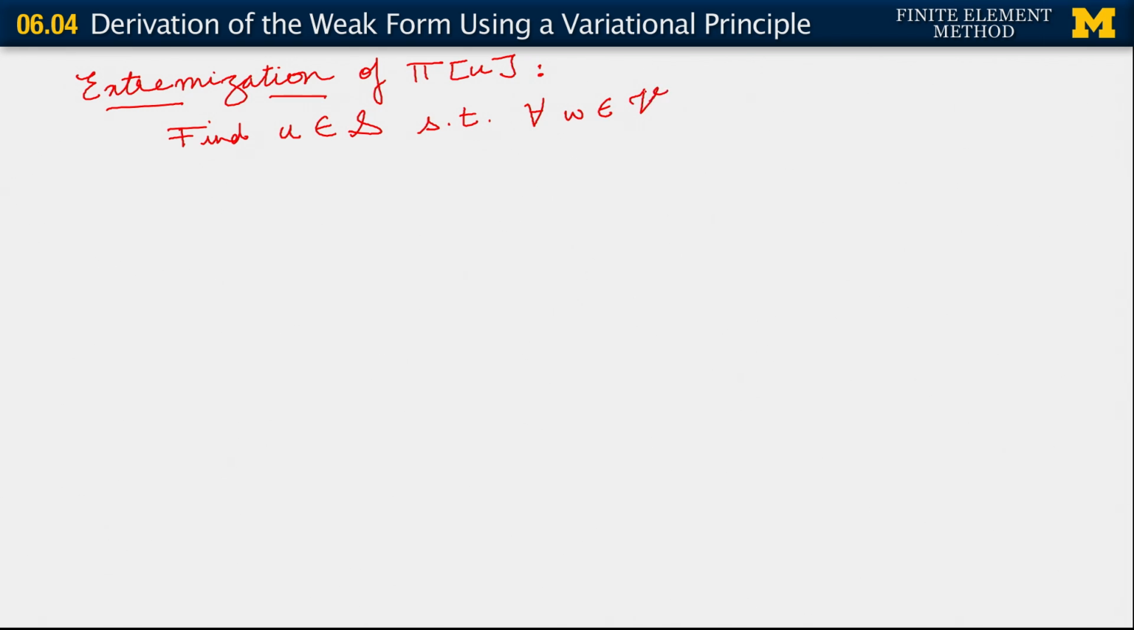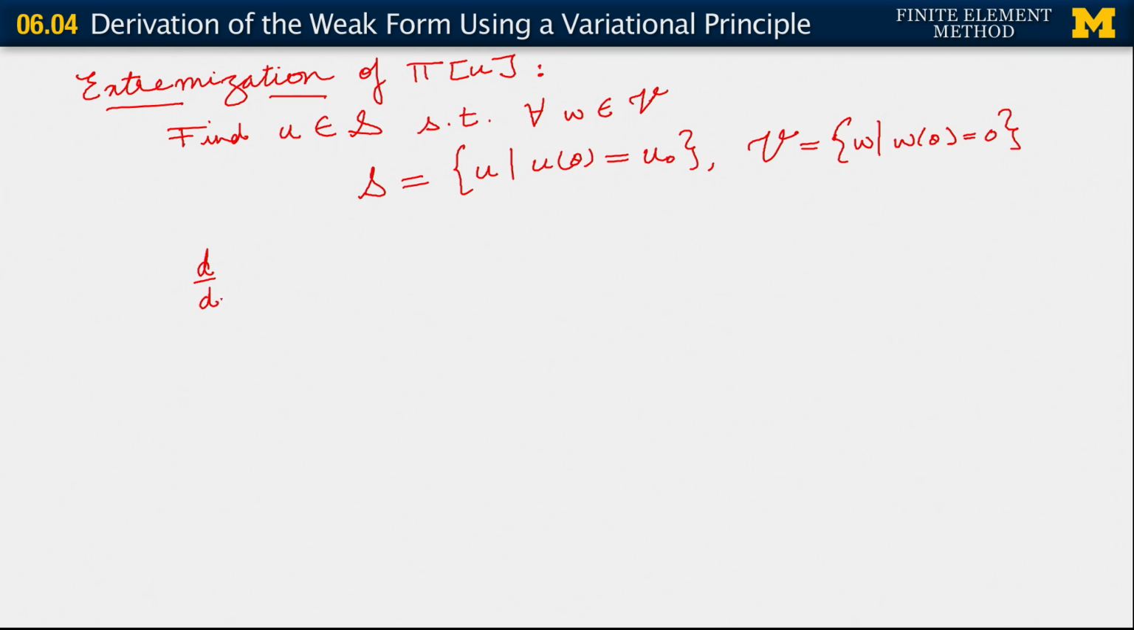right, and recall that S consists of U such that U at 0 equals U naught, and V consists of W such that W of 0 equals 0. Okay, right. Find U belonging to S such that for all W belonging to V, the following holds, right?